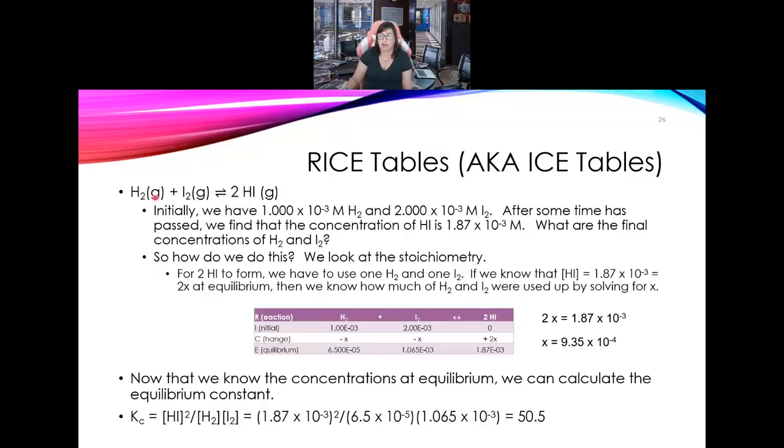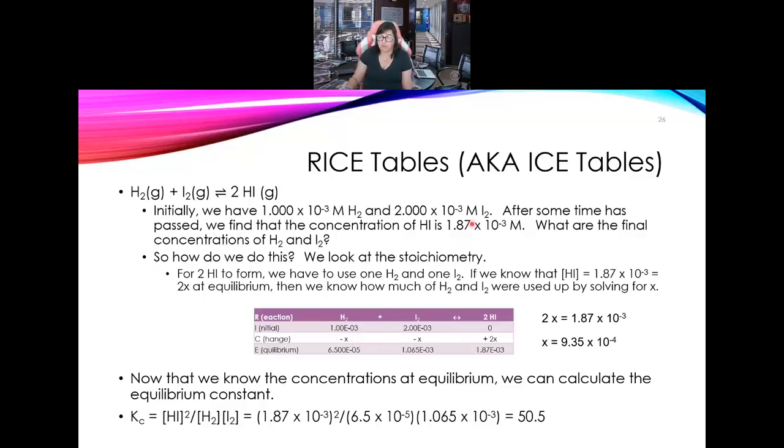Let's talk about this reaction right here. So we're talking about H2 plus I2 going to 2HI. Same reaction that we have here. Initially, I have 1 times 10 to the minus 3 molar H2, so that's right here, and 2 times 10 to the minus 3 molar I2, which is right here. Notice that this is done in Excel, so rather than times 10 to the negative 3, it's E negative 3. That's how that works in Excel.